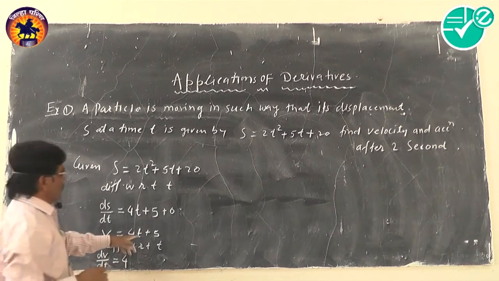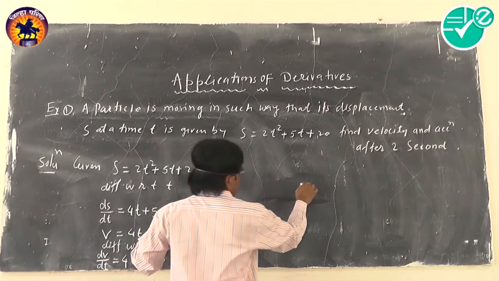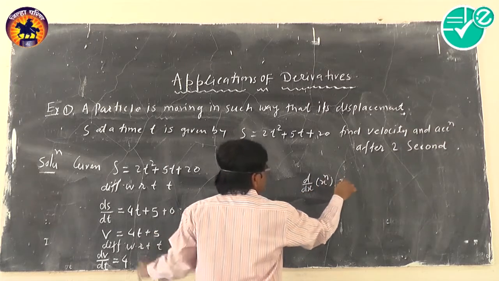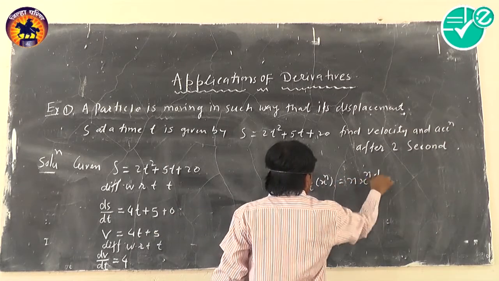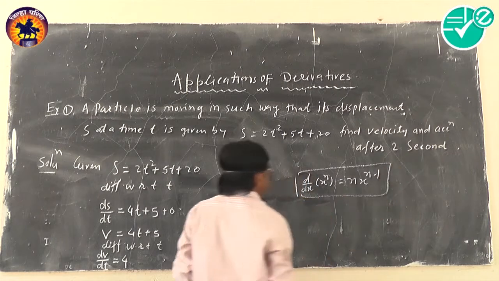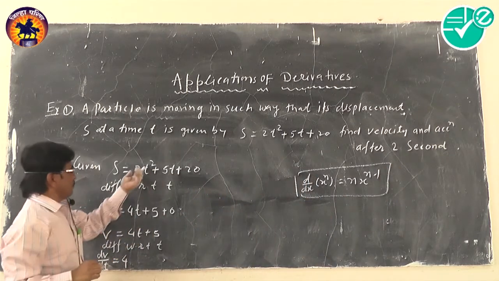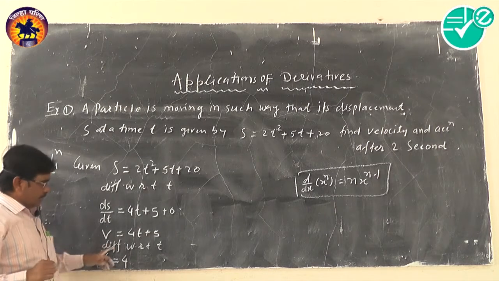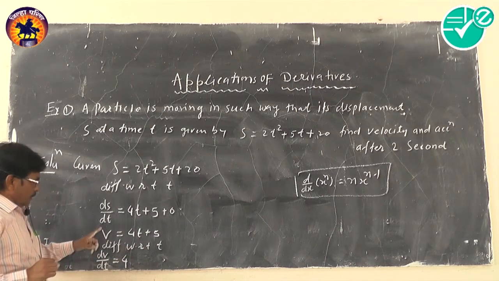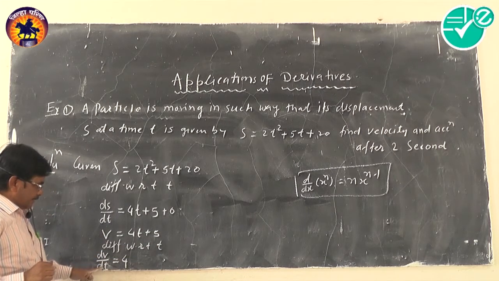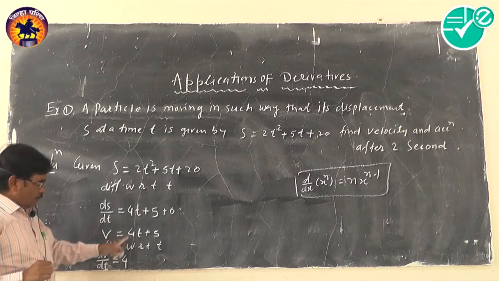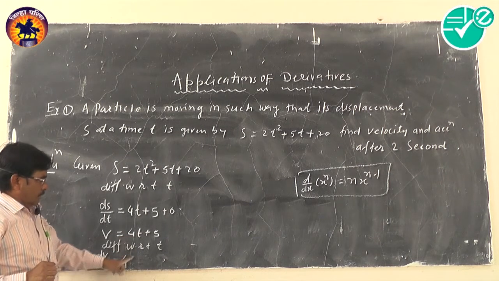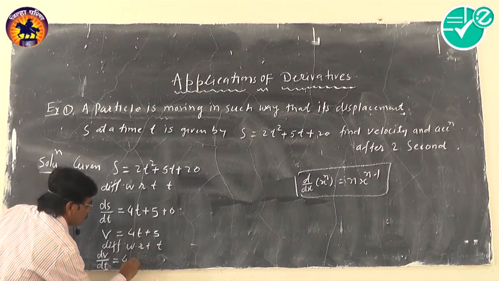By using the derivative of a power function, we know that the derivative of x raised to n can be written as n into x raised to n minus 1. Using this formula, we can write the derivative of such a function. V is equal to 4t plus 5, differentiating with respect to t. Derivative of v is dv by dt. 4 is a constant, derivative of t is 1, and derivative of 5 is 0.